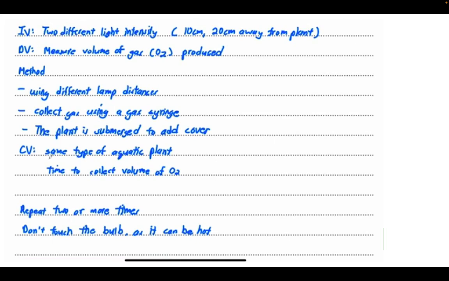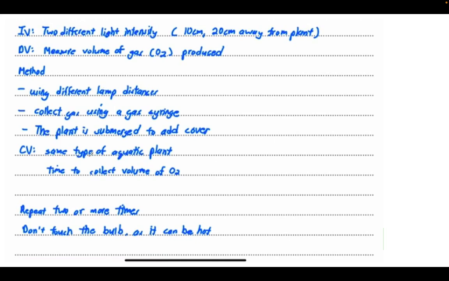And here is some sample of what you can write. Like here, the method. Maybe we go back and use the one we used, but it can also be using different lamps. Distance, yes. Collect gas using a syringe. The plant is supposed to be submerged in water. That's very important. And also, we saw that you can use LED light to avoid that lamp releasing heat.